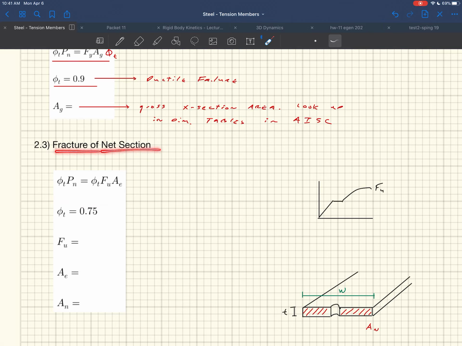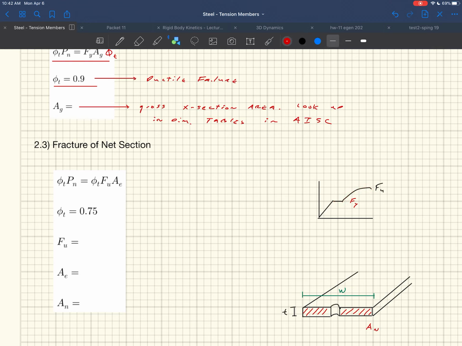So how do you calculate fracture of the net section? Well, you take phi t times Fu times Ae, right? So instead of using Fy, as down here, in our stress strain response, Fu is the ultimate stress, right? And this is where it's actually going to break. It's going to yield around the net section first, but then it's going to go, and then when it actually fails is when it gets up there.